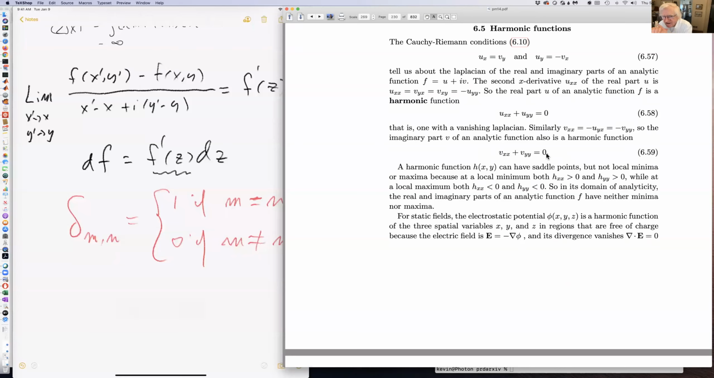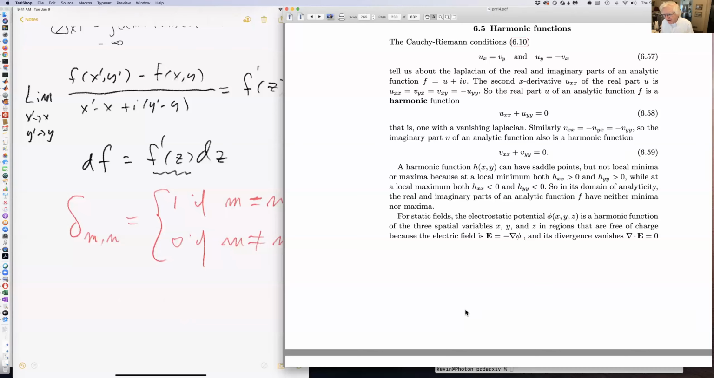So what that tells us is that the imaginary part of an analytic function is also a harmonic function, that is to say, a function with vanishing Laplacian. Well, what that means is that you can't have a local minimum or a local maximum of a harmonic function, because if you have a local minimum in, say, the x direction, that means that the second derivative is positive.